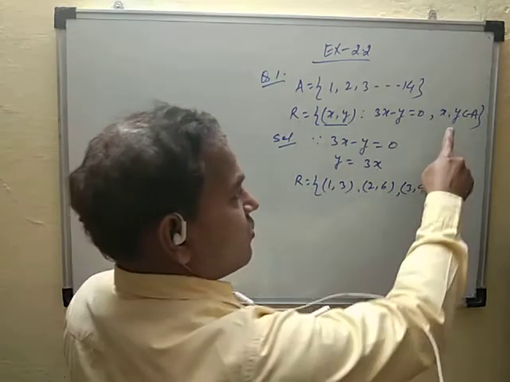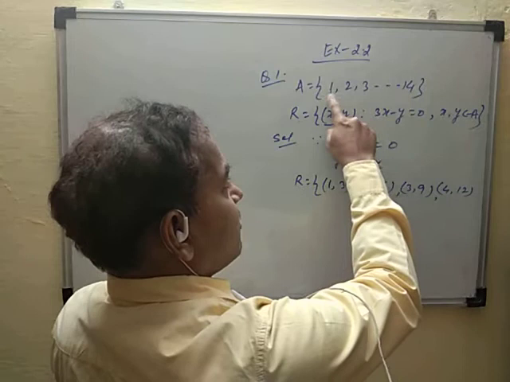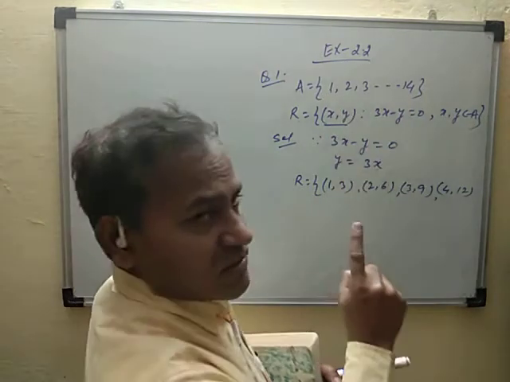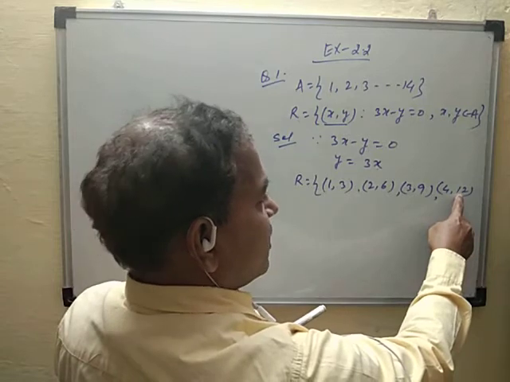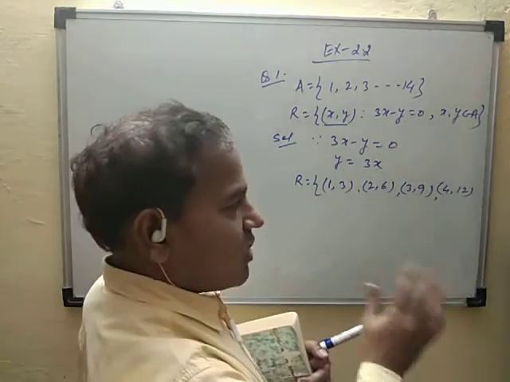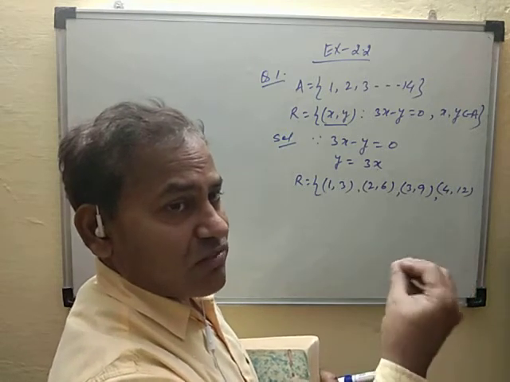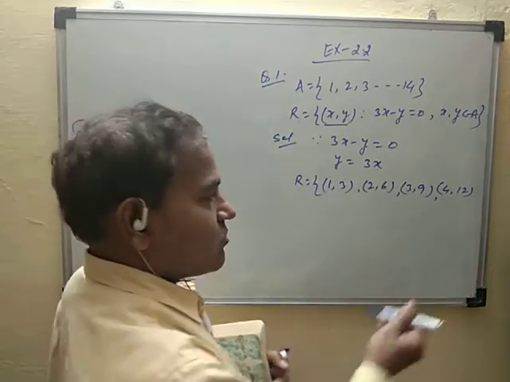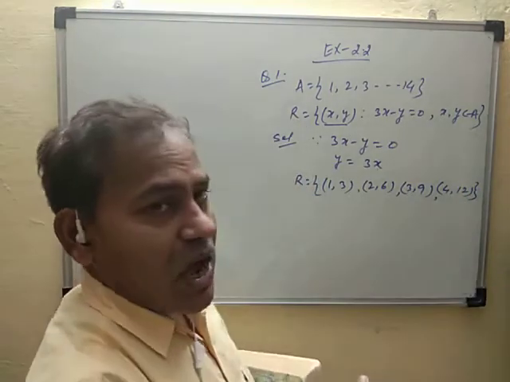But the value of y must belong to set A, and set A has elements 1 to 14. So when x is equal to 5, y is equal to 15, which does not belong to set A. So now we should not put any more x values, because for the next values of x, the value of y will be greater than 14, so there will be no more elements. So this is the set of elements of R.